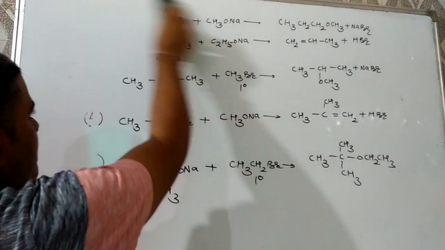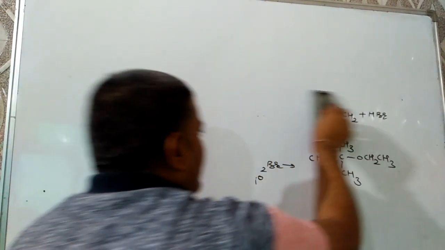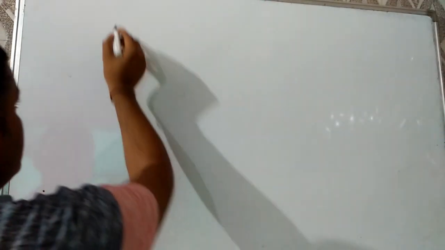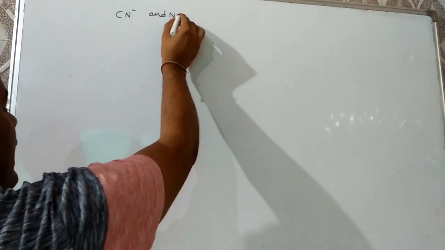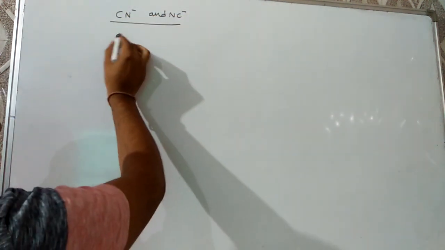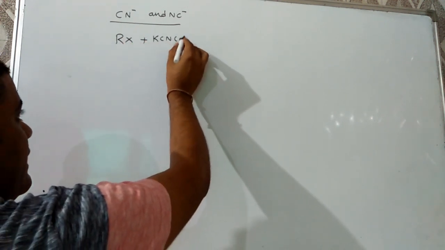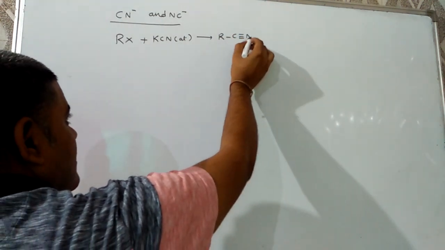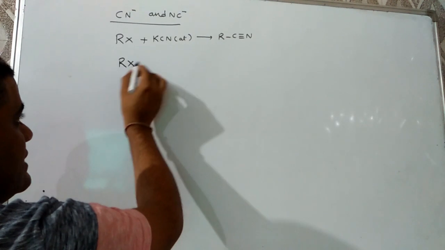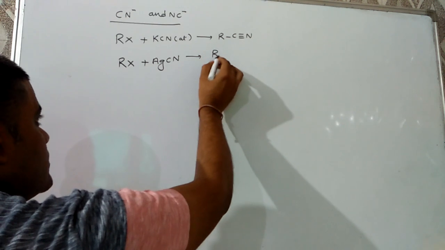Next, an example of nucleophilic substitution is substitution by cyanide and isocyanide group, by CN negative and NC negative. As I already mentioned, when a haloalkane reacts with KCN in alcoholic medium, then the product formed will be alkane nitrile. But when it reacts with AgCN, the product formed will be isocyanide.